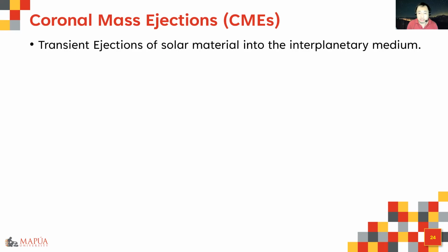This solar material is carried or transferred to the interplanetary medium, produced by an explosion on the solar surface. Sometimes we call them solar storms. And then this material that has been ejected is carried by what we call the solar wind, which we're going to talk about next meeting. So one of the consequences of a solar flare is that some of them, not all of them, produce coronal mass ejections.